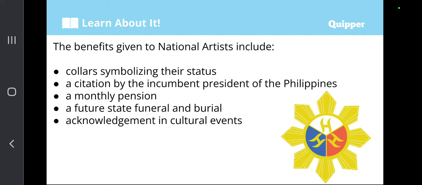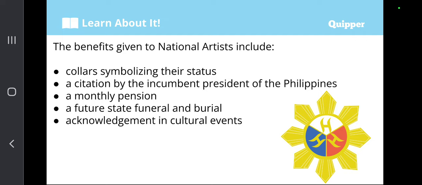They will also be given a future state funeral and burial. Meaning to say, since they are given the distinction of a National Artist Award, then they will be given a state funeral when they die, and they will also be buried in a kana bitang distinct nga lubnganan sila.